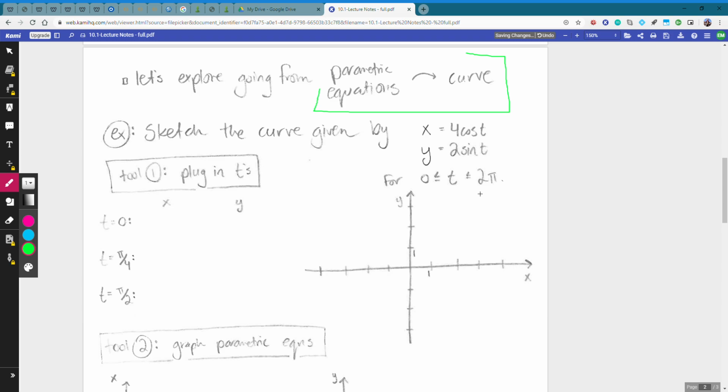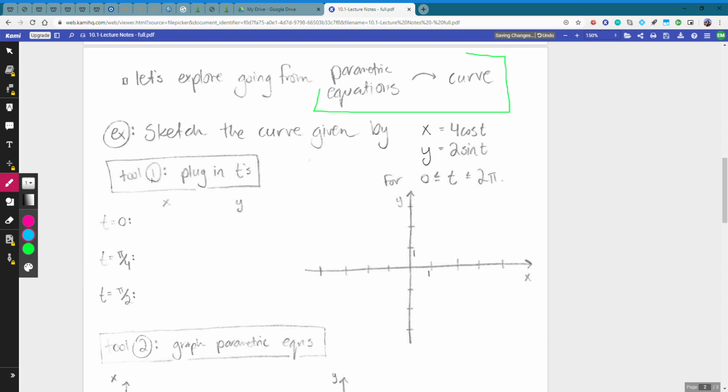And I'd like to take this chance to introduce 3 different tools that we can use to help us do this. All right, so here's our example. Let's just dive in. Let's sketch the curve given by x equals 4 cosine t and y equals 2 sine t for the t values from 0 up to 2 pi.